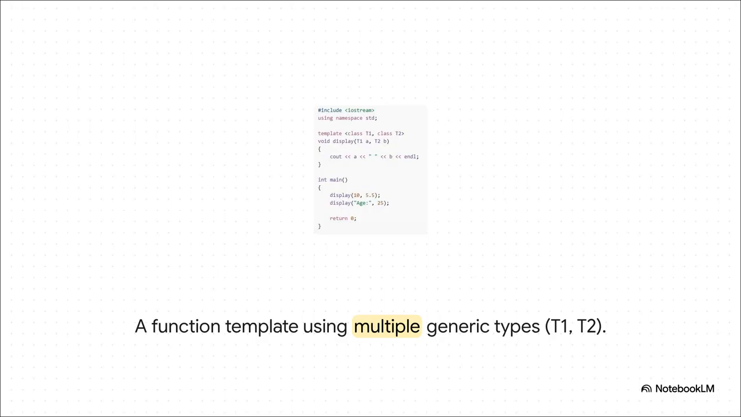Templates can get even more flexible than that. You're not just limited to one generic type. Look at this display function. It's using two placeholders, T1 and T2. So what does this mean?